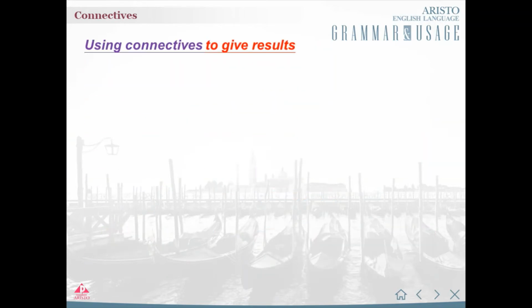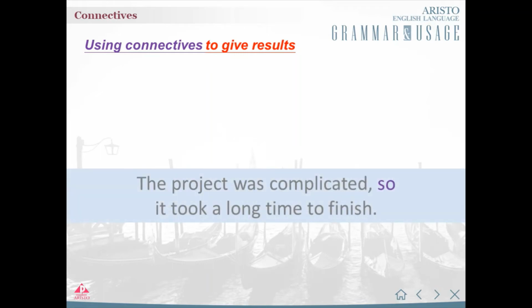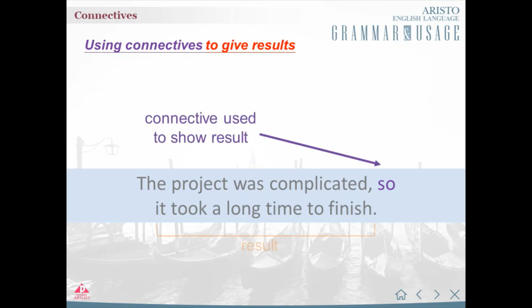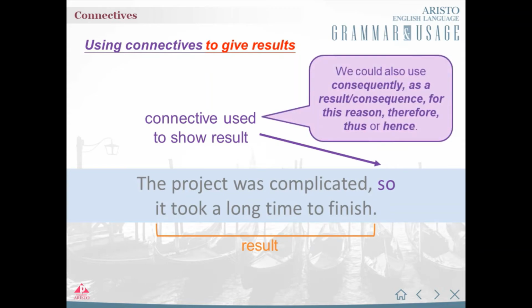Let's take a look at another way connectives can be used. We also use connectives to show the result of something. Here is an example sentence. In this sentence, the connective so is used to show the result of a project being complicated. Therefore, the result is that the project took a long time to finish. Instead of so, we could use consequently, as a result, as a consequence, for this reason, therefore, thus, or hence in this situation.